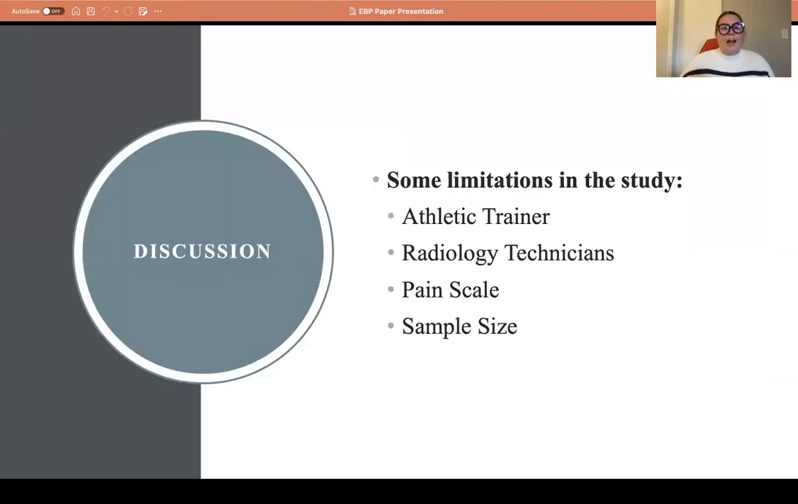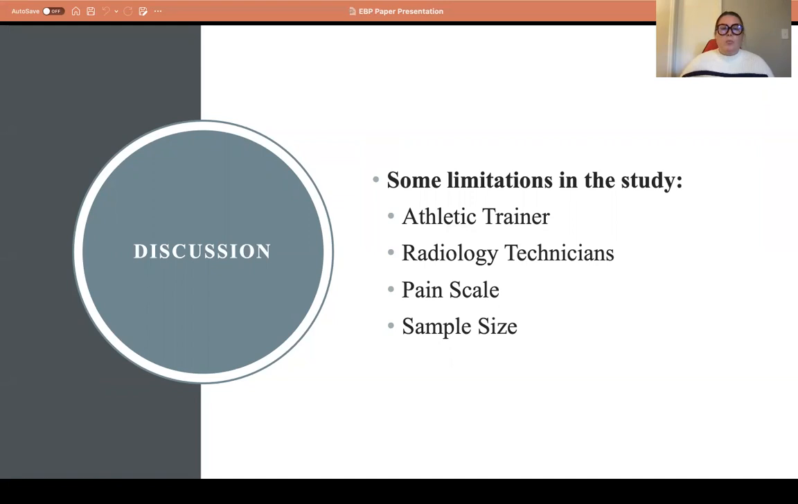So I can recall quite a few limitations in this study. It depended on the athletic trainer. Even though I went through and gave a description of the test and gave videos and even performed the test myself exactly how I wanted it performed, maybe not every athletic trainer performed the test the exact same way.